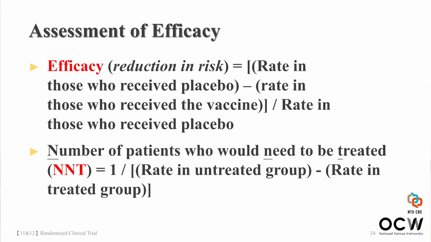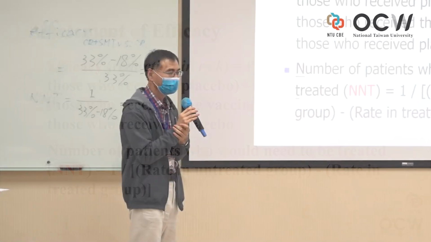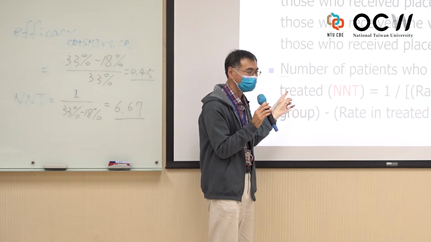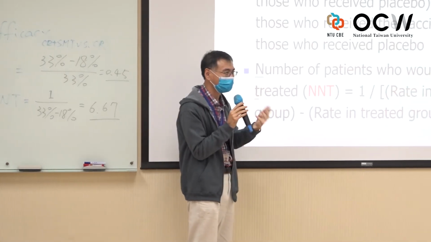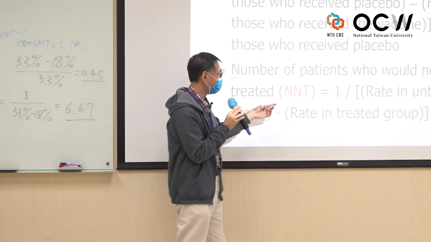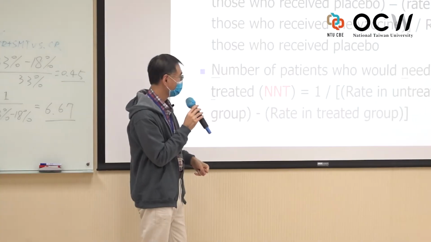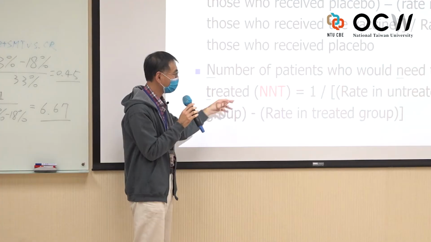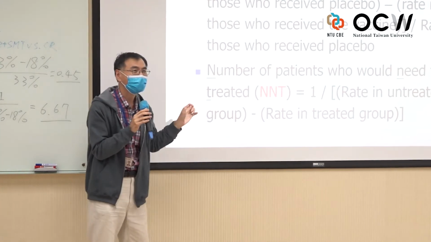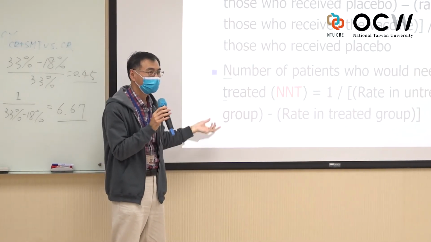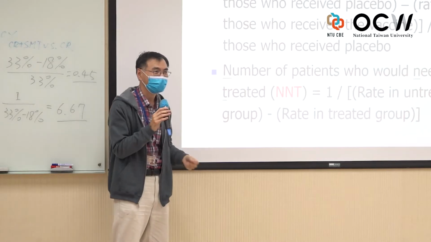And the other one is the so-called NNT, the number of patients who would need to be treated. It's called NNT, such a long name. But it's very straightforward, because the meaning behind it is very straightforward, which is defined as 1 divided by the rate in the untreated group, subtract the rate in the treated group. Okay? It's a long name with a long formula. But the meaning behind it is very straightforward. It is how many people you need to treat to save 1.